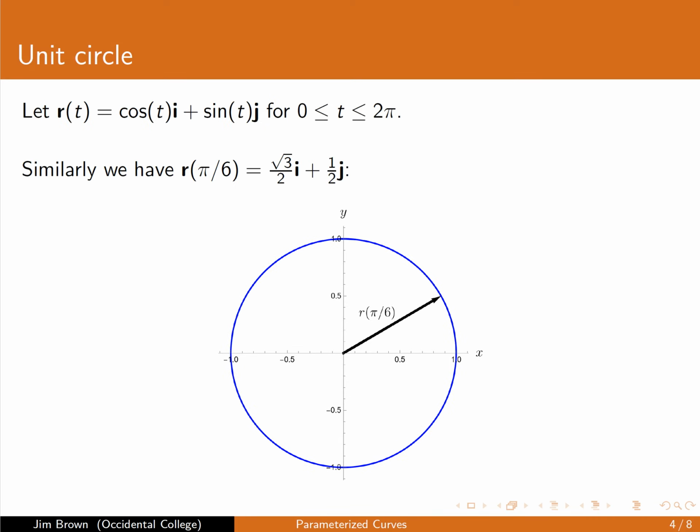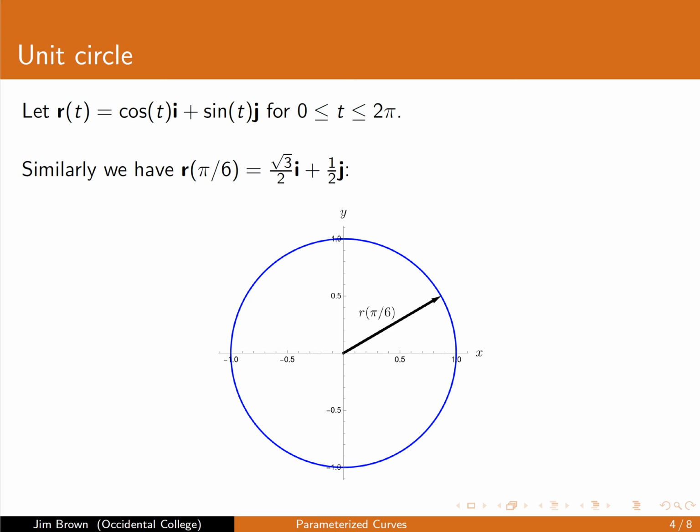And so if we look at r at, say, pi over 6 here, well, cosine of pi over 6 is square root of 3 over 2, and sine of pi over 6 is 1/2. So our vector r of pi over 6 is square root of 3 over 2 i plus 1/2 j. And so that's this vector that we've pictured here. And so the point here at the tip is square root of 3 over 2 comma 1/2. And one more example, if we do r of pi over 4, cosine and sine of pi over 4 are both square root of 2 over 2.